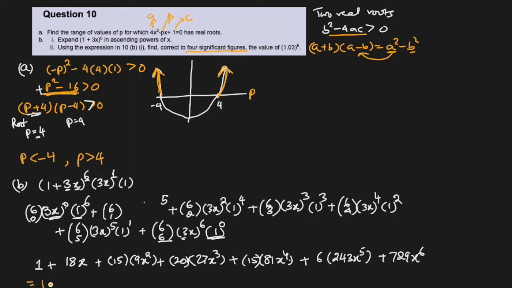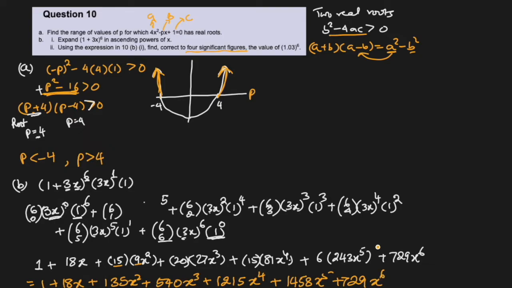Finally, it will be 1 plus 18x plus 15 times 9, 135 x square, 20 times 27, 540 x cube plus 15 times 81, 1215 x to the power 4 plus 1458 x to the power 5 plus 729 x to the power 6. Okay, we have a second part also. Let's do it here.